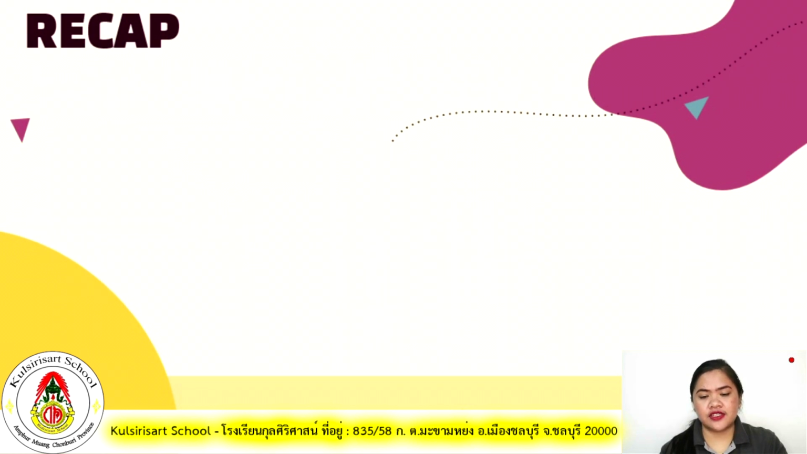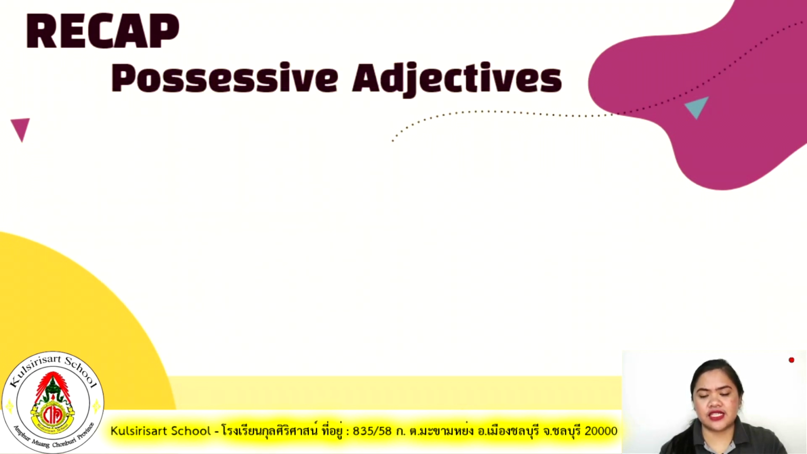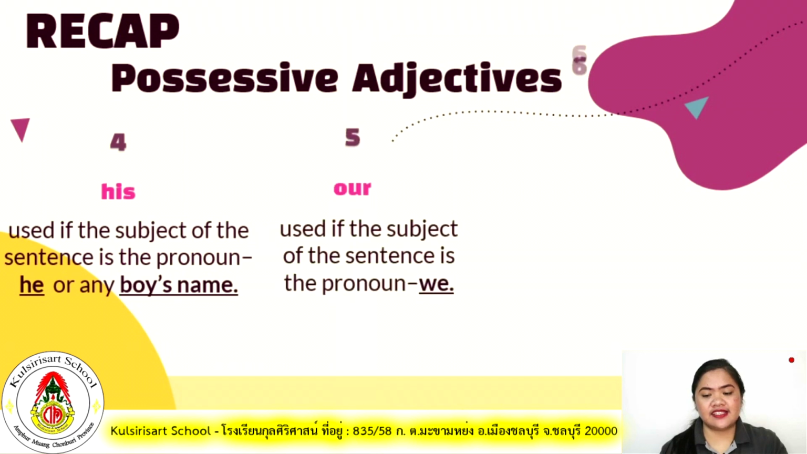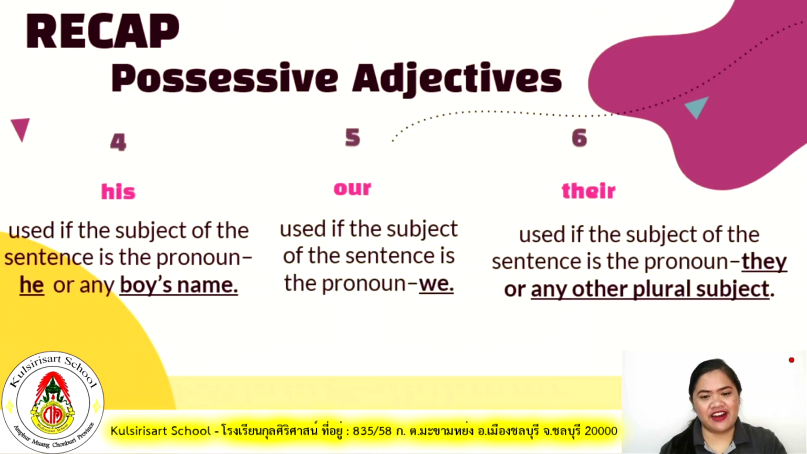How about the other possessive adjectives? We have his, our, and their. His is used if the subject is the pronoun he or a boy's name. How about our? Okay, very good. If the subject is we. And their, if the subject of the sentence is the pronoun they or any other plural subject.